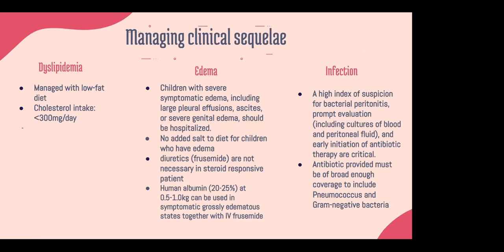Infection is a major complication of nephrotic syndrome because the patient loses immunoglobulin and has defective cell-mediated immunity because of the loss of protein. So the parents must be counseled that if the child has fever or persistent abdominal pain, she or he needs medical attention because there is a high index of suspicion for bacterial peritonitis, and we must give antibiotics. Antibiotics provided must have broad enough coverage to include pneumococcus and gram-negative bacteria.